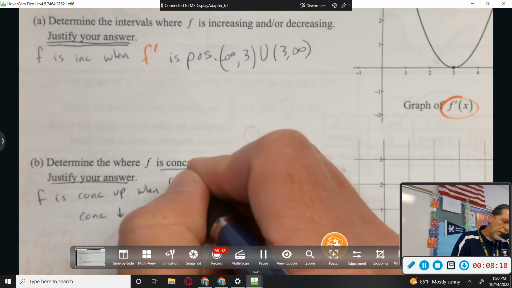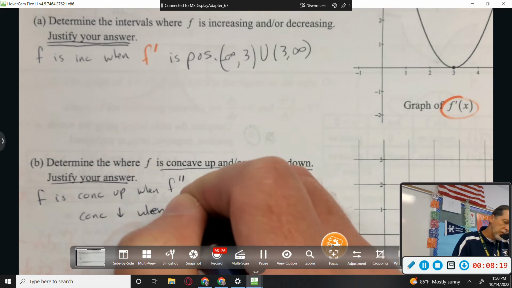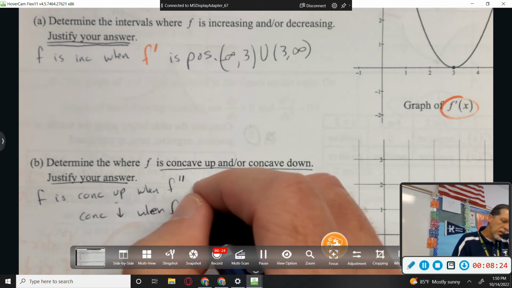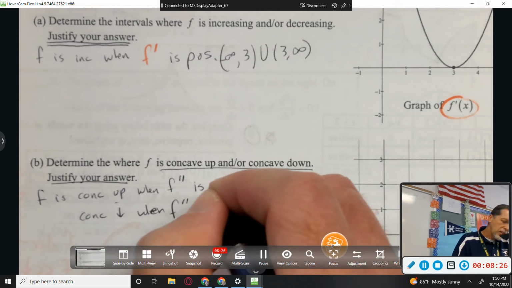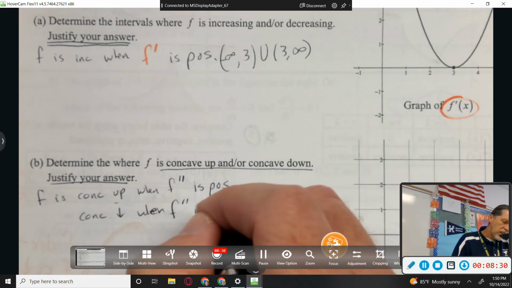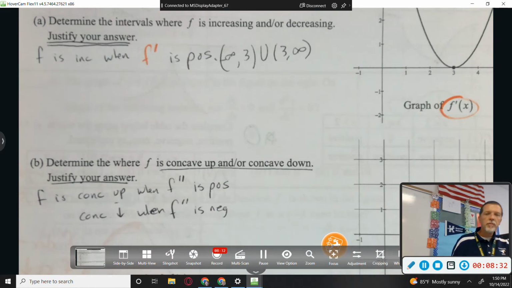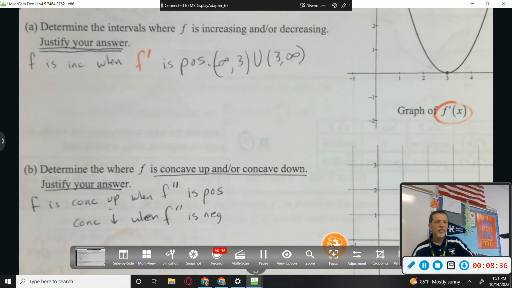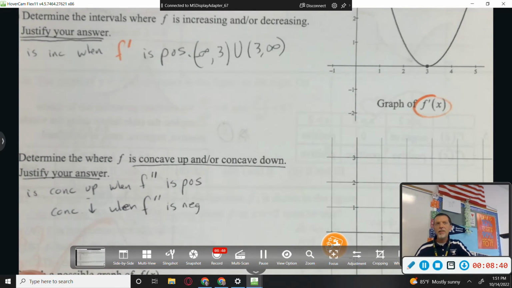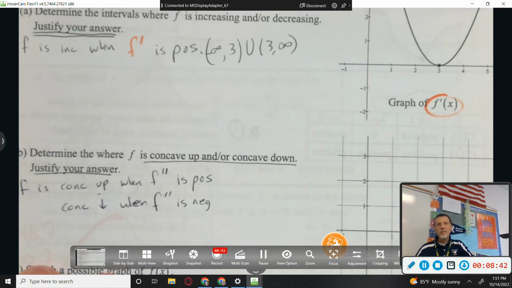You know what? It might be easier to do the double prime. Let's back up. Because when I think concave up, I think f double prime is positive. Concave down when f double prime is negative. The trouble is that's not really a justification for this problem because I don't have f double prime. I have f prime. F double prime is the slope of f prime.